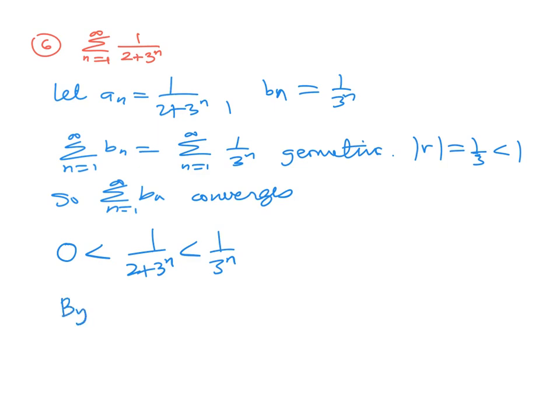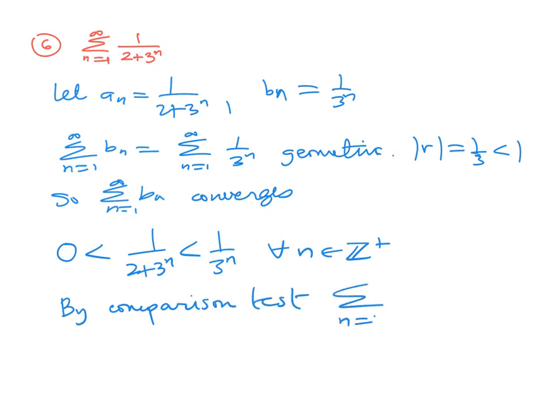So for all n in the positive integers, by the comparison test, we know that the series we were interested in, sigma n equals 1 to infinity of 1 over 2 plus 3 to the n, also converges. So the inequality went the right way, and the series of b sub n's converged.